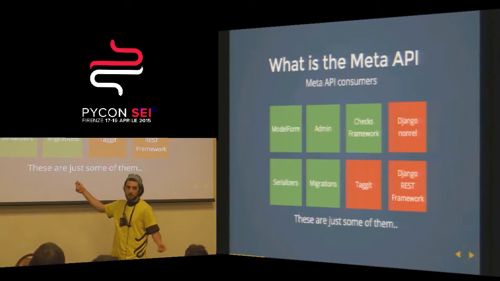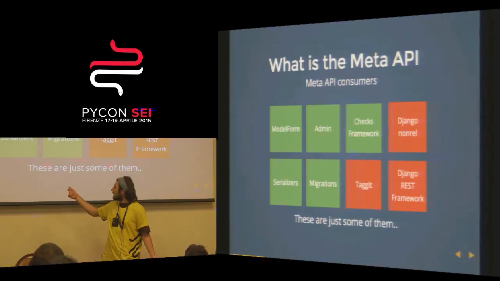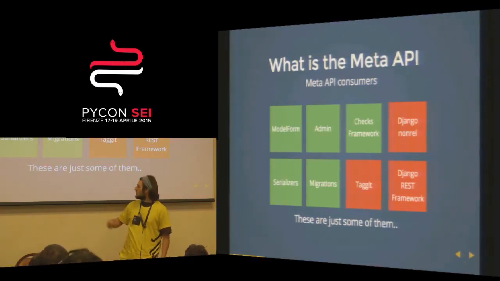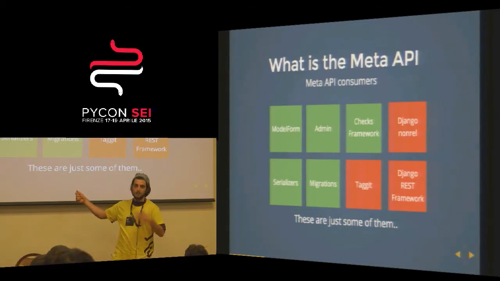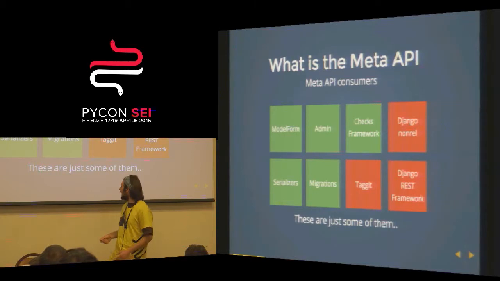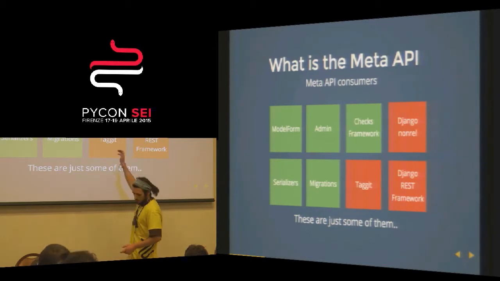Serializers are also a big point of reference. You can serialize a model just by passing a model to Django, and it will automatically understand the fields that need to be serialized and send them back. Migrations, inevitably.